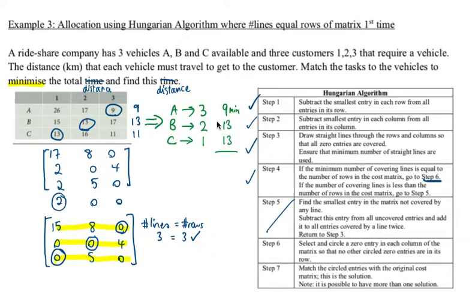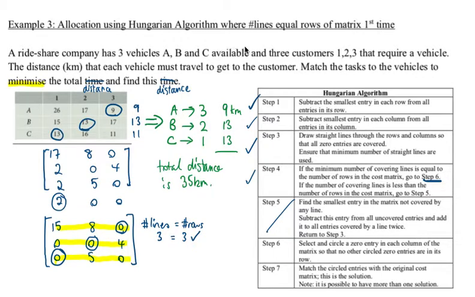So what's the total time? Well, this becomes 26:35. So the total time, apologies, kilometres, because these are distances, aren't they? Total distance is, and we say 9:35 kilometres. And this is our example completed now for using the Hungarian algorithm where number of lines equals the rows of the matrix the first time.